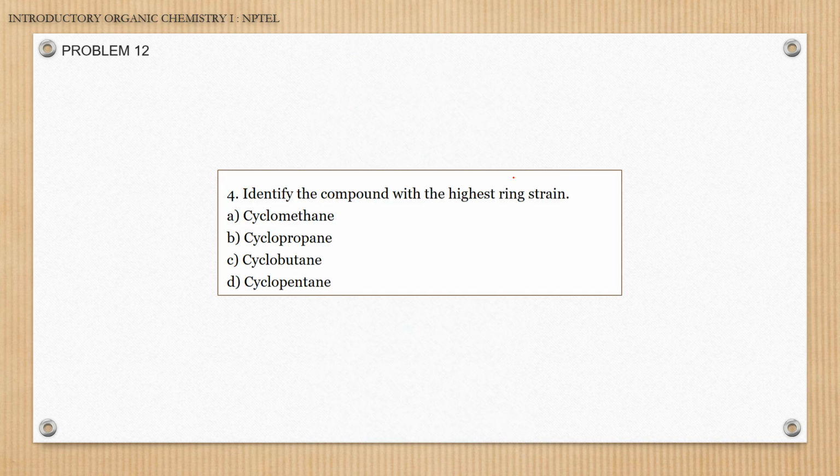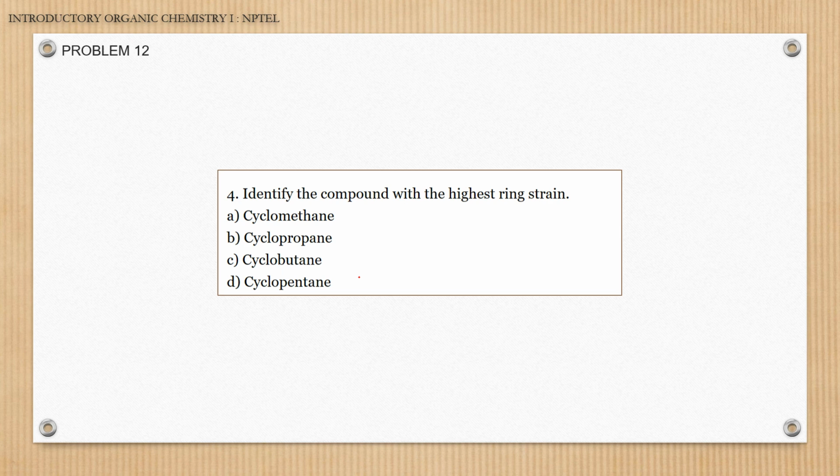In this, they are saying identify the compound with the highest ring strain. So the options are cyclomethane, cyclopropane, cyclobutane, and cyclopentane. Cyclopropane. Any other answer? Does anyone feel that cyclopropane is not the correct answer, or any other option is the correct one? So why does cyclopropane have the highest ring strain? It is trapped. It cannot move. Yeah, its bond angle is 60 degrees, which is way less than 109.5.